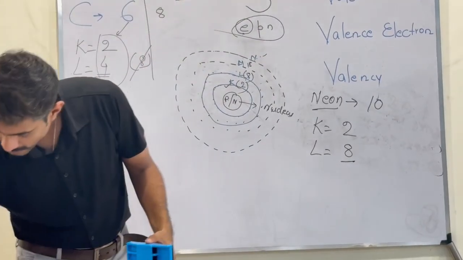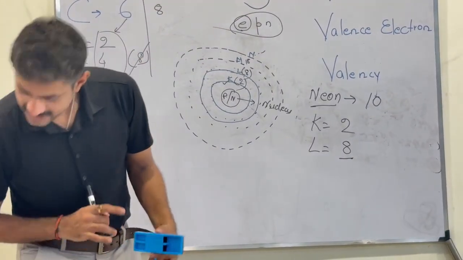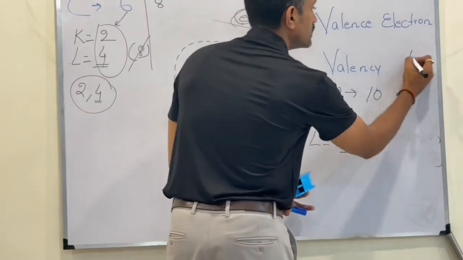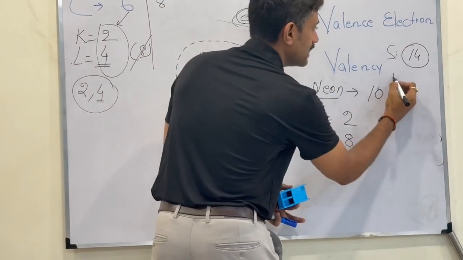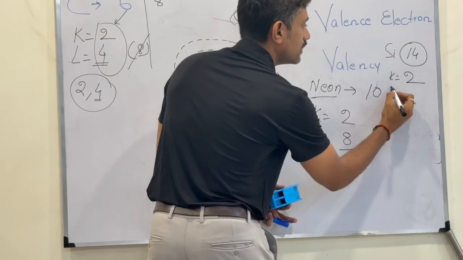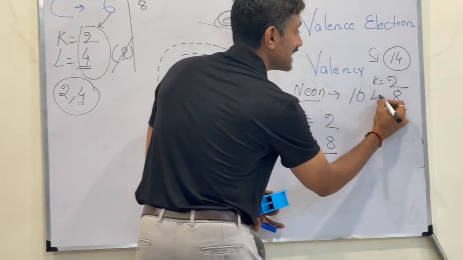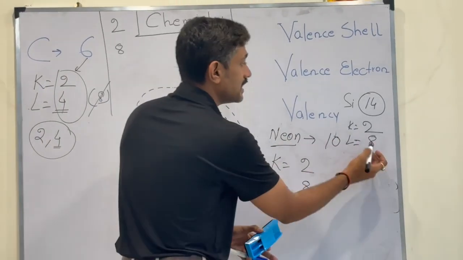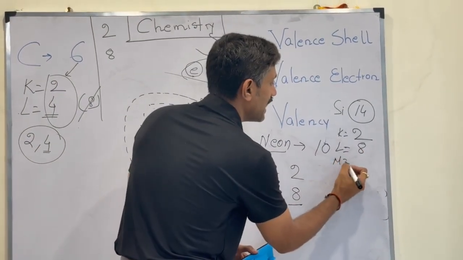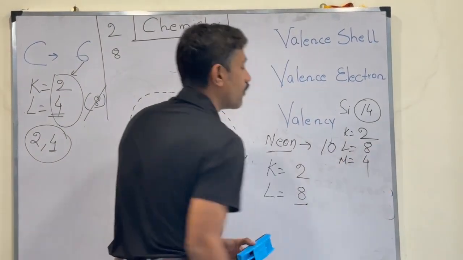But after neon, if I go, let's say, let me go for silicon. Silicon has atomic number 14. Okay. So what will happen? K will have 2. L will have 8 because I cannot have more than 8 in L, and 8 plus 2, 10. And then M will have 4.